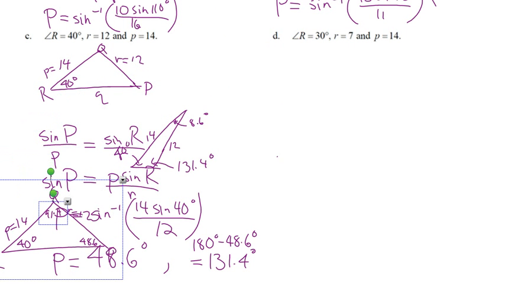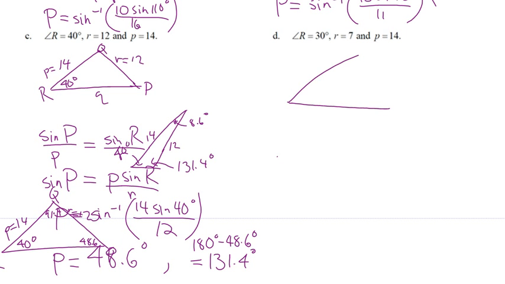Okay, let's do this one. Angle R is 30 degrees. This will have an exact value. Any other angle other than 30, 45, or 60 does not have an exact value. So you can't use exact values.